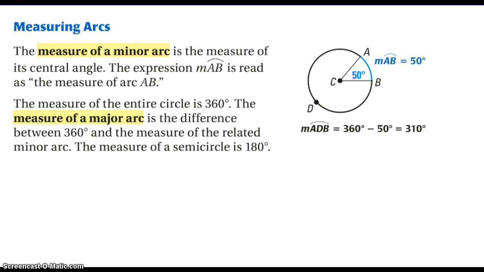Okay, in order to measure our arcs, because it's a central angle, the measure of the angle is equal to the measure of the arc. So the measure of angle ACB is 50 degrees, and the measure of arc AB is also 50 degrees. Now, if I wanted to know the measure of the major arc ADB, then I would have to take the difference between 360 degrees and the 50 degree minor arc, giving me a result of 310 degrees.